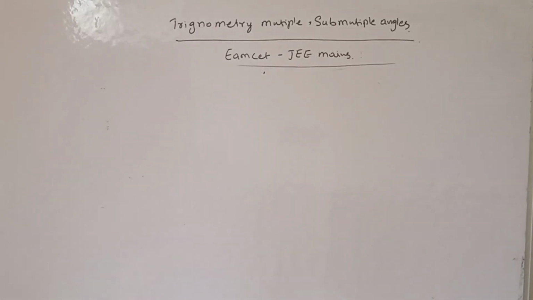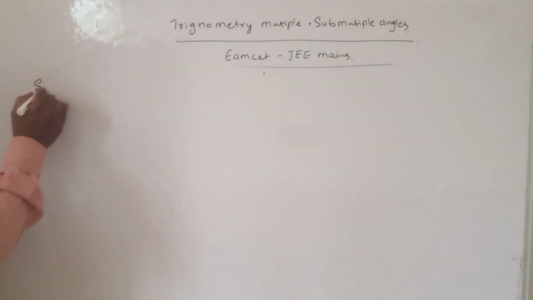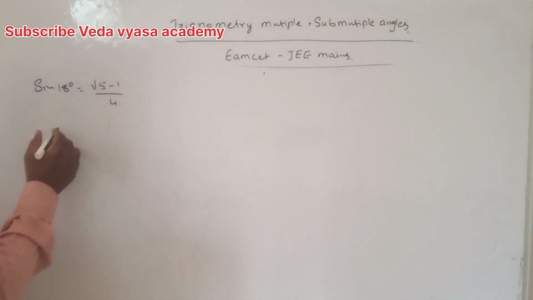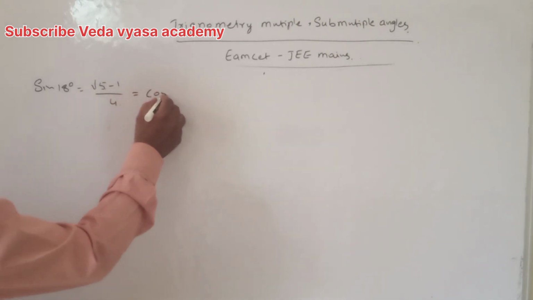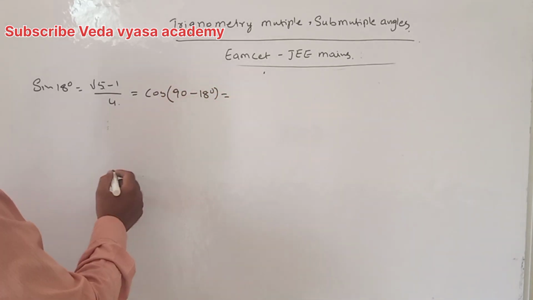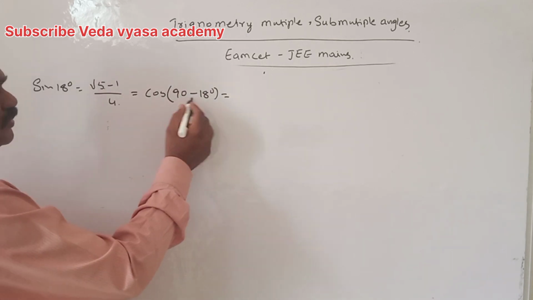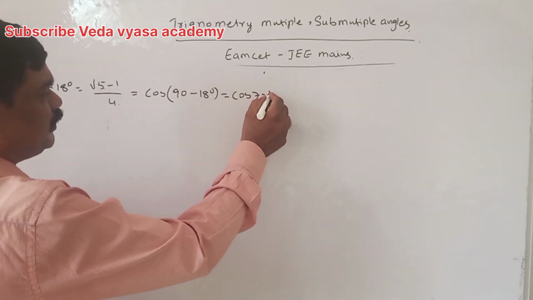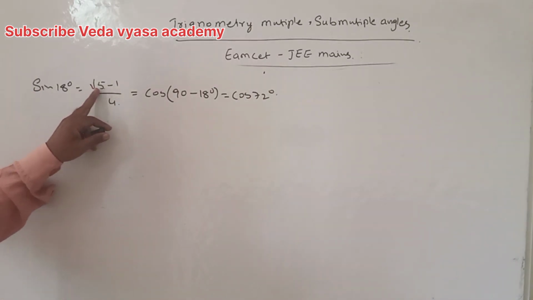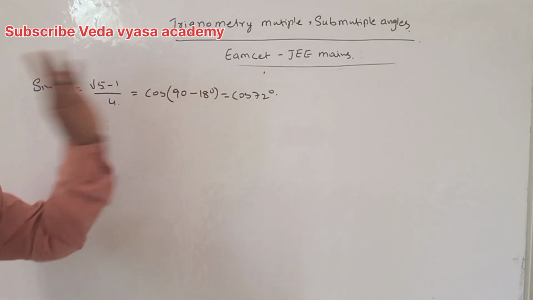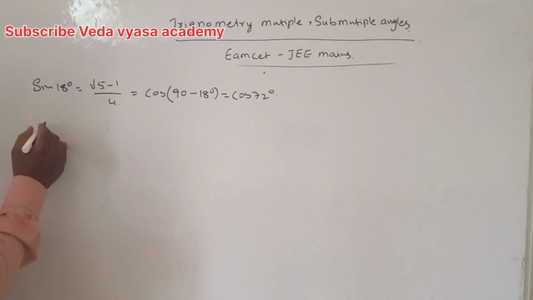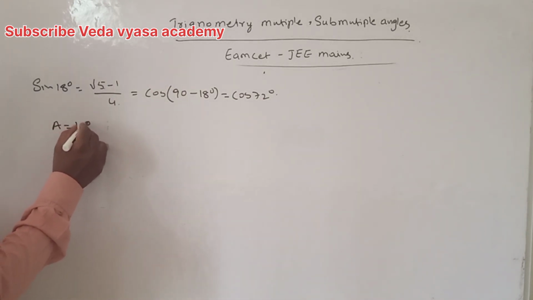We have sin 18 degrees is equal to what? Sin 18 degrees is equal to root 5 minus 1 by 4. That is equal to cos of 90 minus 18 degrees, which is cos 72 degrees. Sin 18 degrees is equal to root 5 minus 1 by 4, and cos 72 degrees is also root 5 minus 1 by 4.